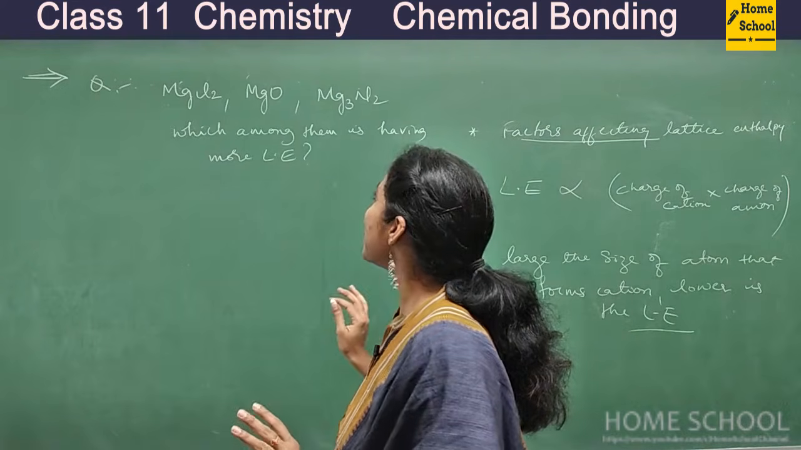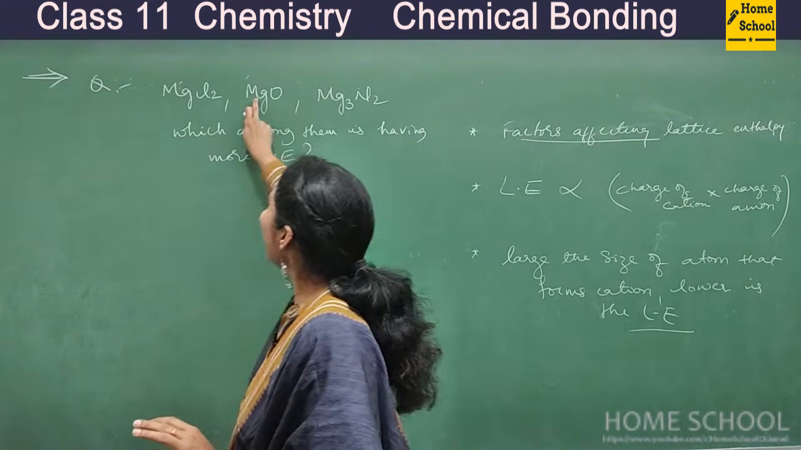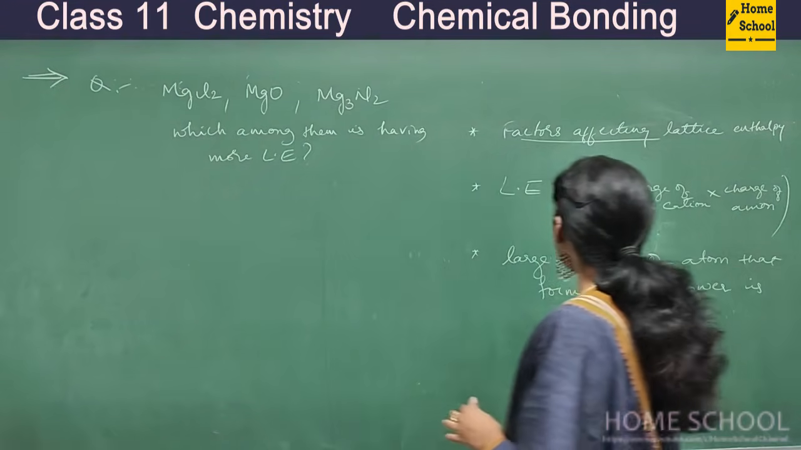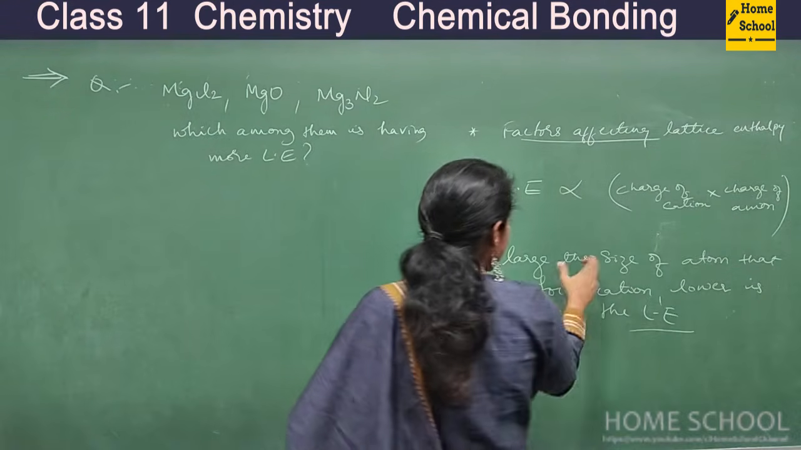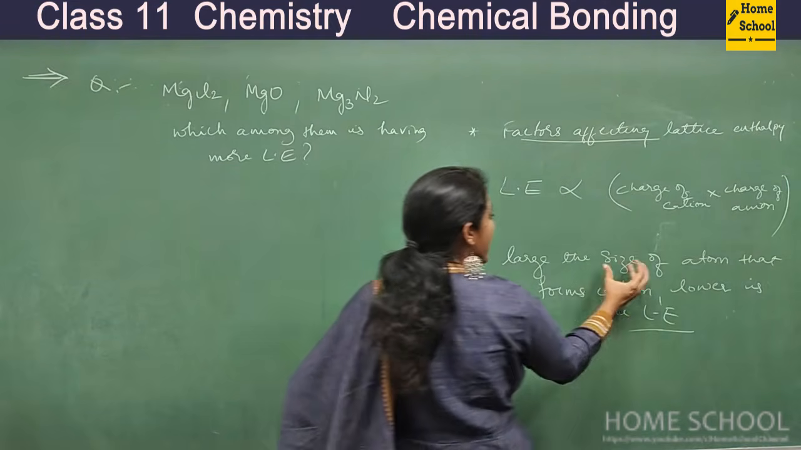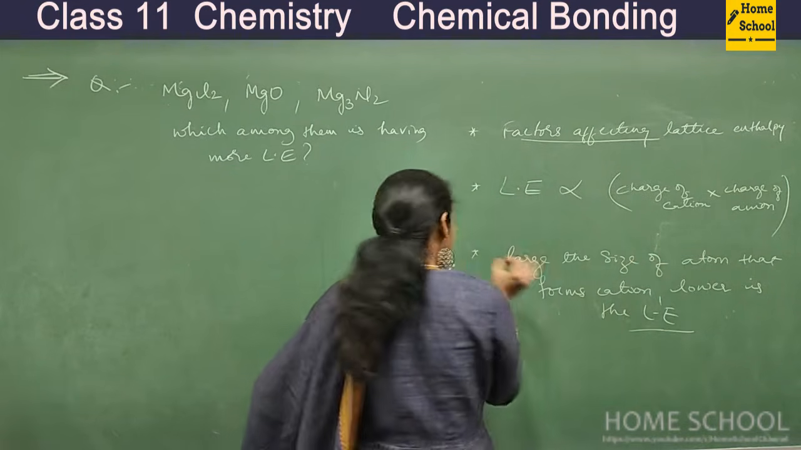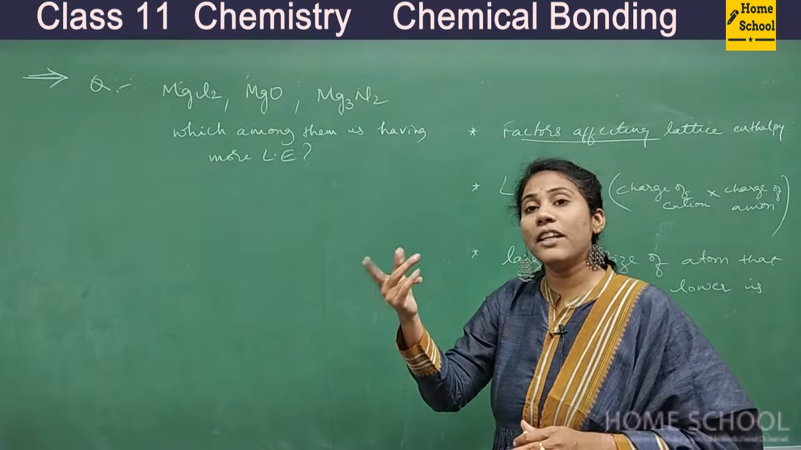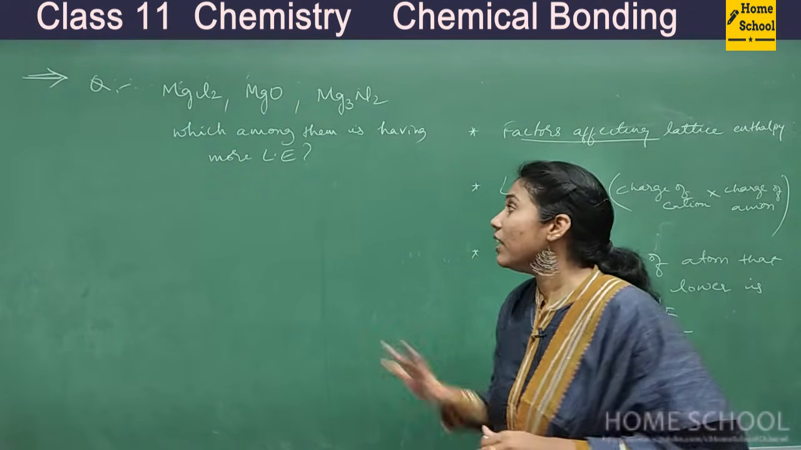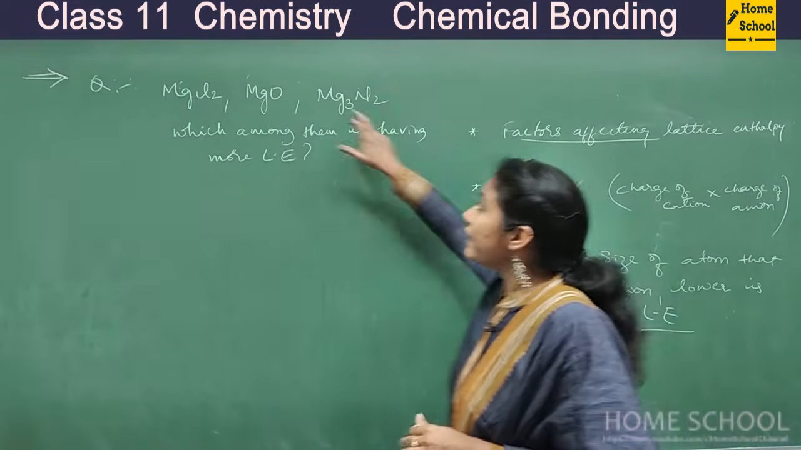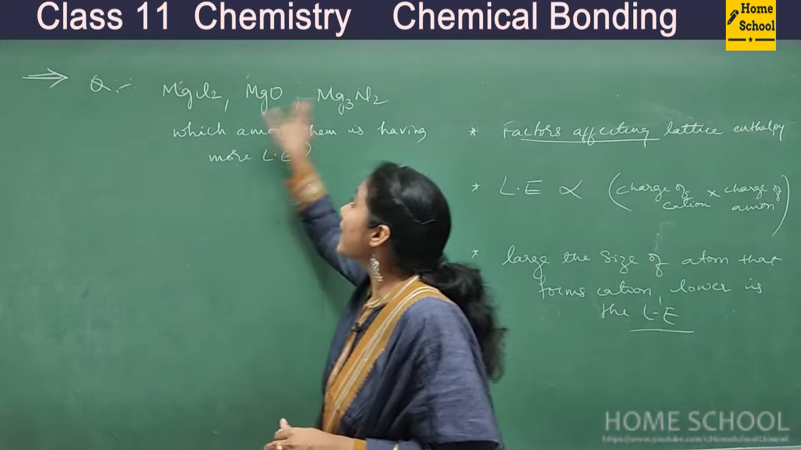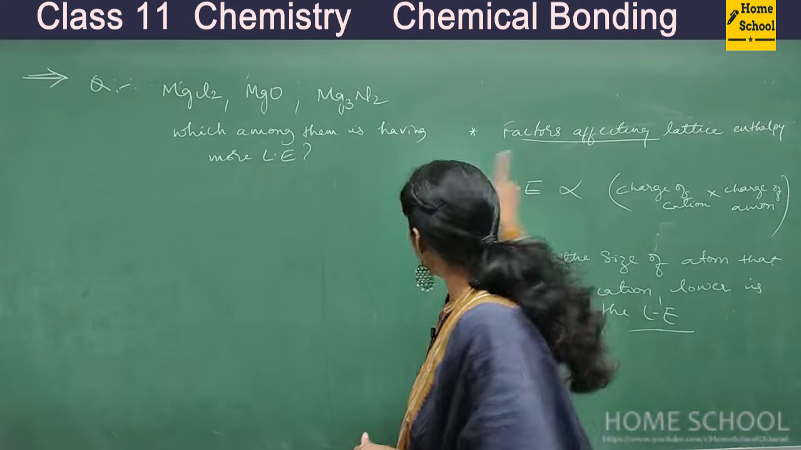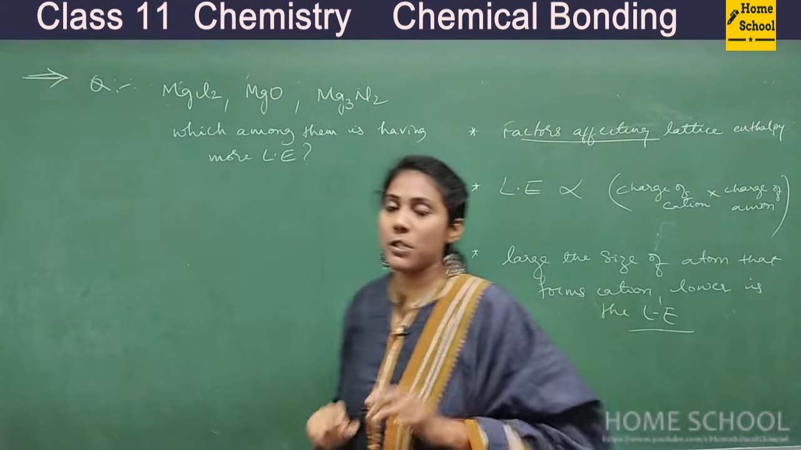So now how do you decide? You see the cation here, everywhere it is Mg only, right? So you can't work out the question based on the second point. Based on the size of cation you can work out, right? More the size of cation, less will be the lattice energy. But in every ionic compound, the cation is Mg. So based on the second point you can't work. You work it based on the first point.